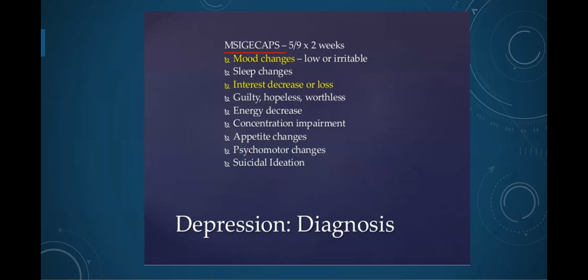P for psychomotor changes. Psychomotor changes could be psychomotor agitation or psychomotor retardation. What are those? Psychomotor retardation means the patient will be slowed down on everything. And psychomotor agitation means the patient will be very paced, irritable, and hyper excited like that. And lastly, suicidal ideation. Among all these 9 criteria, which one is the most important thing that you should always look out for in a depression patient?